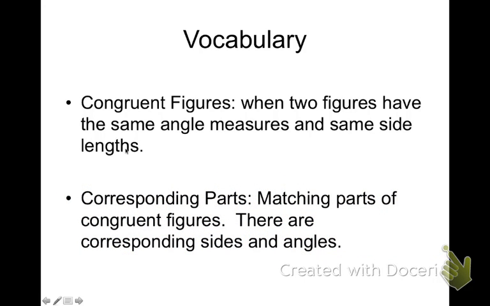We have corresponding parts. So corresponding parts are matching parts of congruent figures. Throw a period there. So when you have corresponding parts, you're going to have corresponding sides and angles.